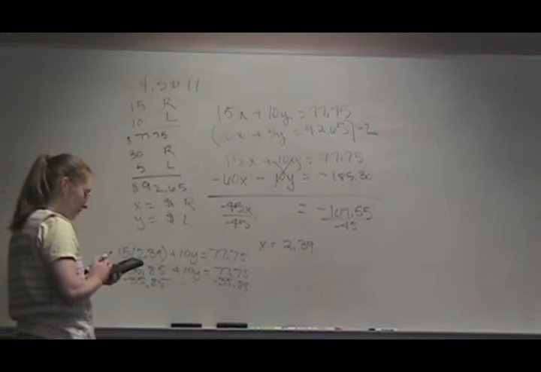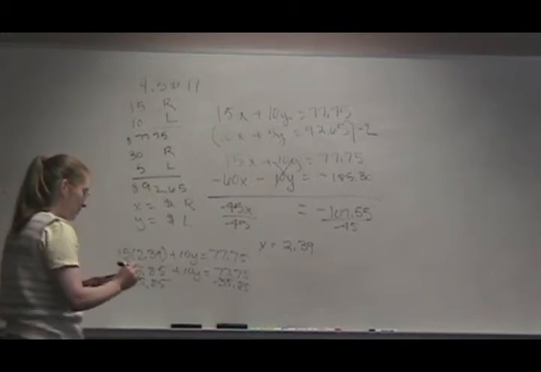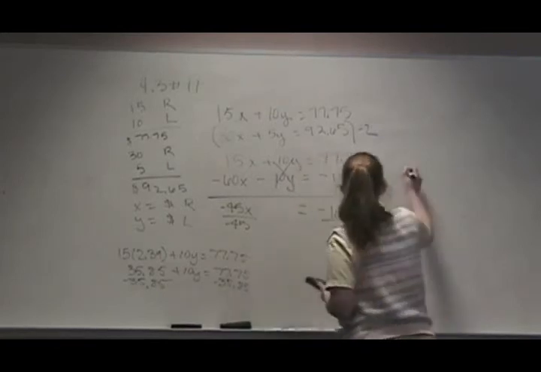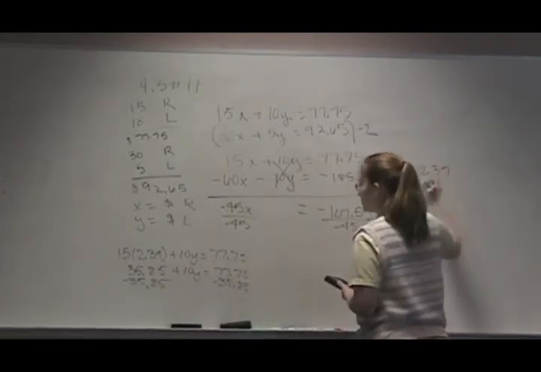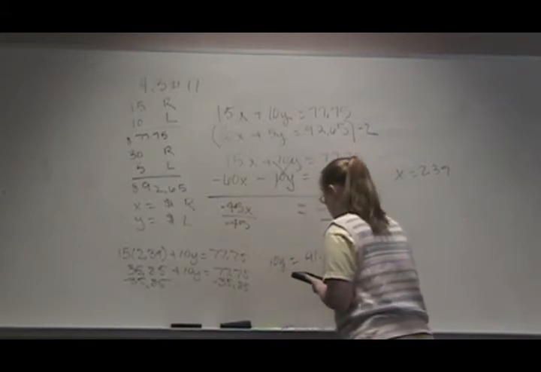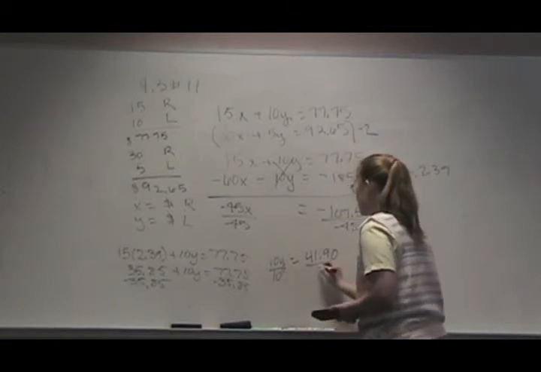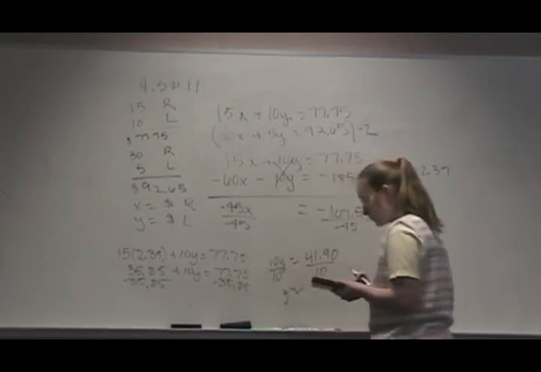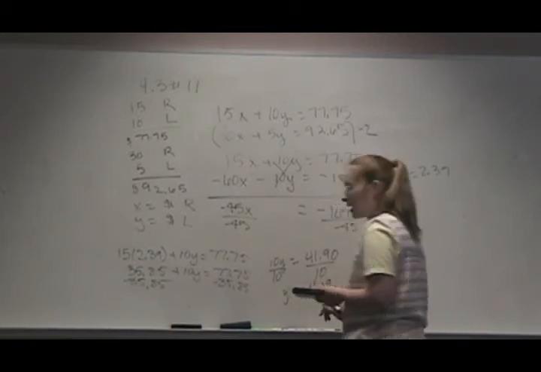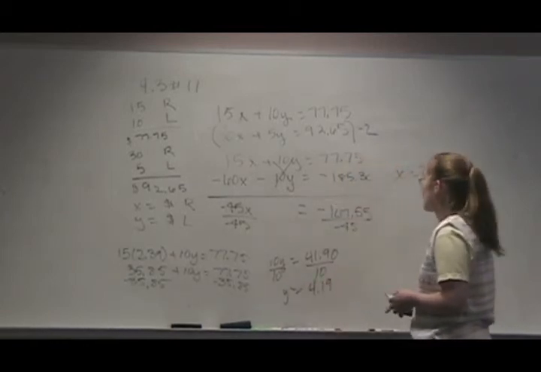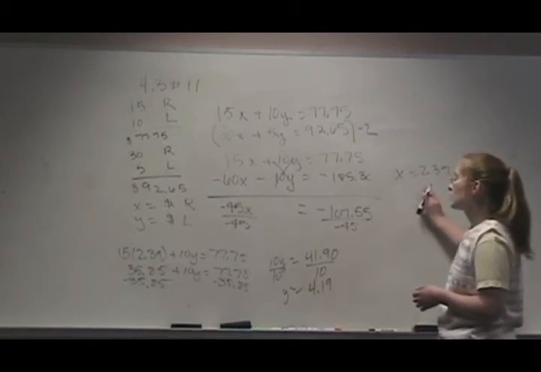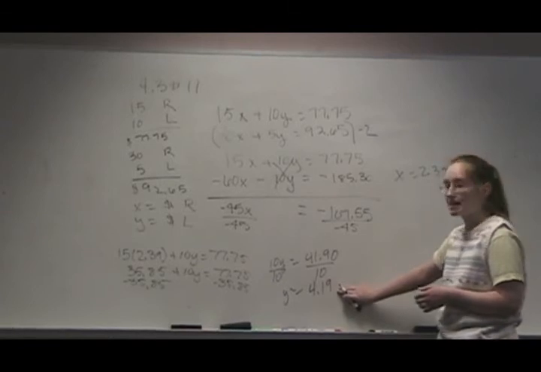77.75 minus 35.85. So now I've got, I'm going to move this up here so I don't lose it, 10y equals 41.90. So then I'm going to divide both sides by 10. y equals, you could just move the decimal place, 4.19. So the price of an Arby's regular sandwich is $2.39. The price of a large is $4.19.